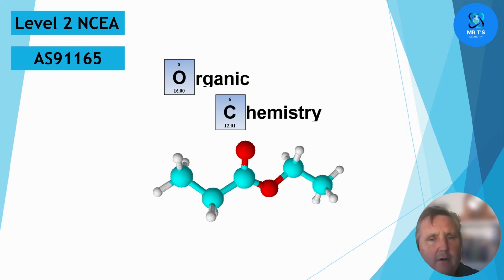Hi, in this video I'm going to go over all of the important points that you need to know for the Achievement Standard 91165 to be successful in the exam in this standard. So I'm going to start off with naming, go through isomers, and then through all of the other parts of organic chemistry that we need to know to be successful in this topic.